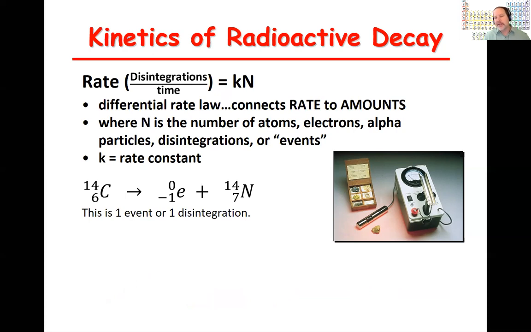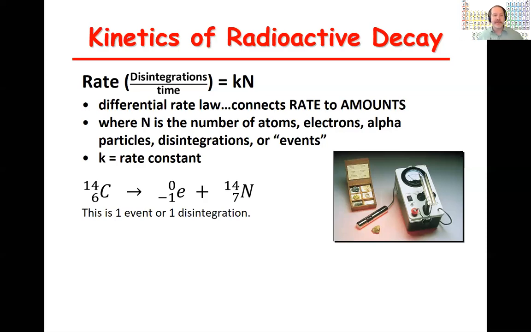The way that we think about and talk about it is that every time the radioactive element decays, it gives off a particle. And we have an instrument called a Geiger counter that can pick it up. So another term for this is disintegrations per time, like decays per second. Disintegration means falling apart; these elements are falling apart. And we can relate it to some amount, which could be the total number of atoms there, electrons, alpha particles, or events that are given off.